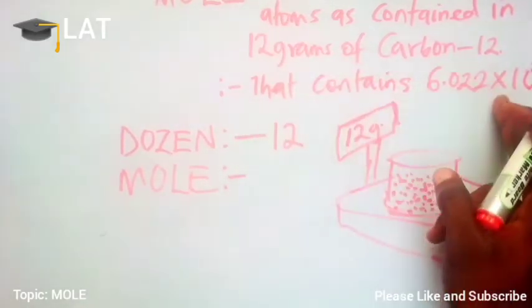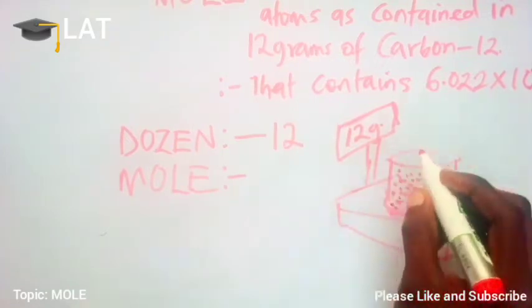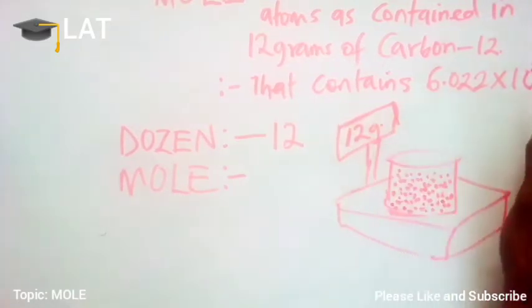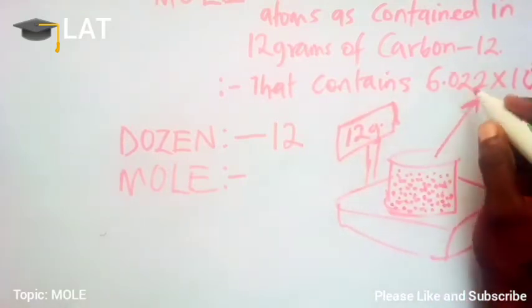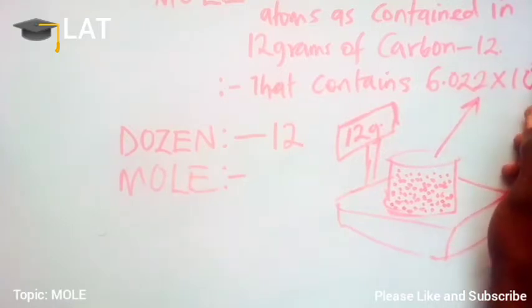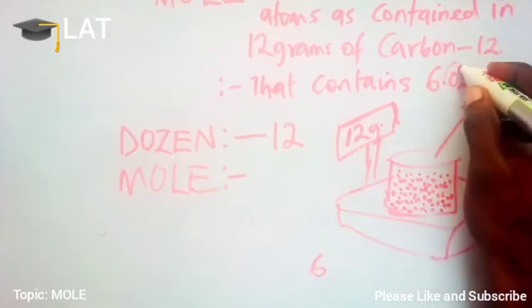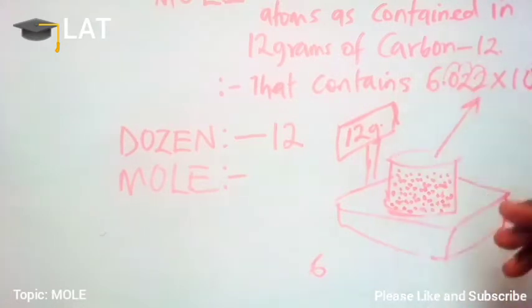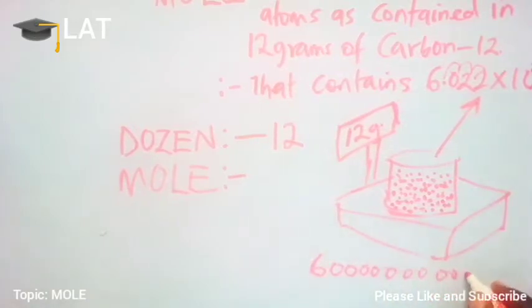Now, from the second definition, scientists have already done that counting for you. They've counted the number of particles you will get inside 12 grams of carbon, and they counted it to be this figure: 6.022 times 10 raised to power 23. This is in standard form. If you open it to normal form, it's like 6 and 23 zeros: 1, 2, 3, 4, 5, 6, 7, 8, 9, 10, 11, 12, 13, 14, 15, 16, 17, 18, 19, 20 zeros.